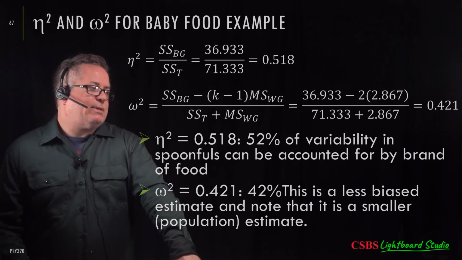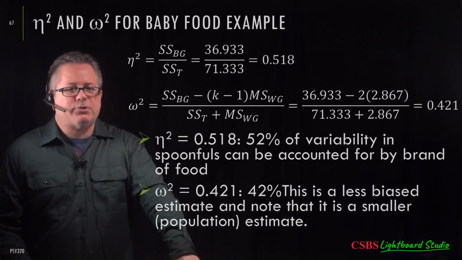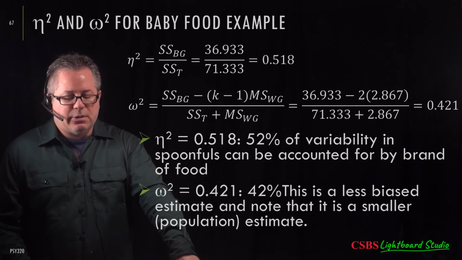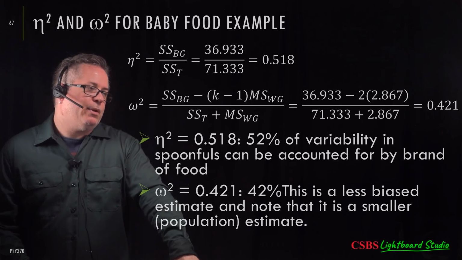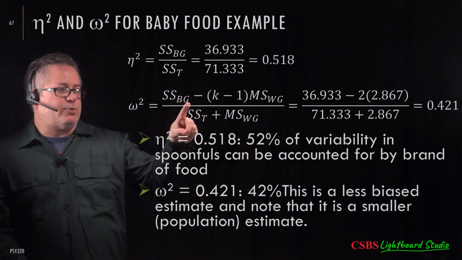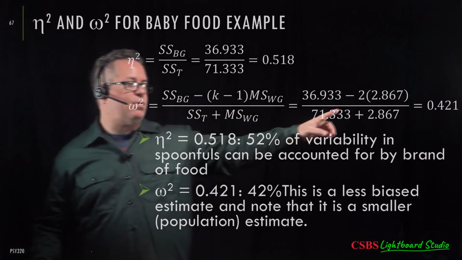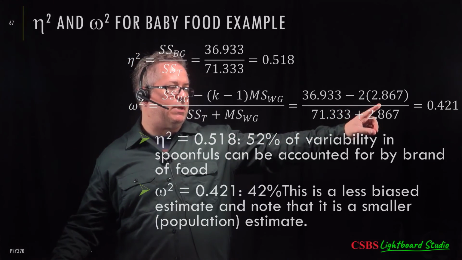If we do it as an omega squared, and we actually correct for the error and try to make it a closer estimate of the population, and we plug all the numbers in, our sum of squares between groups, our mean square for within groups was 2.867.